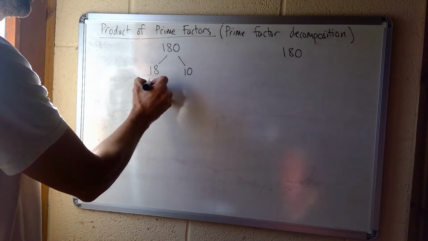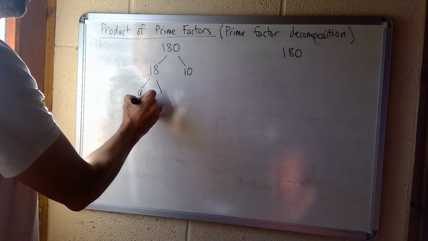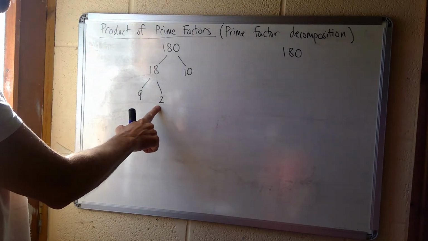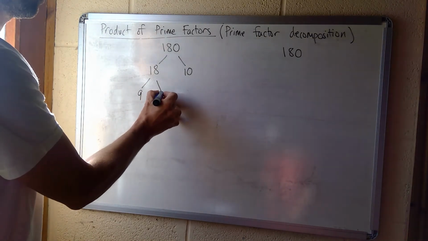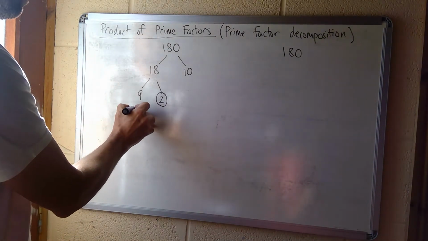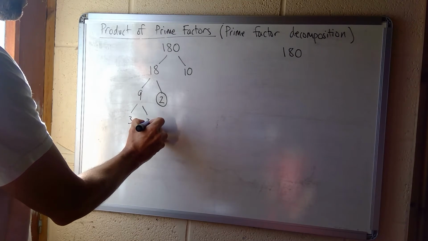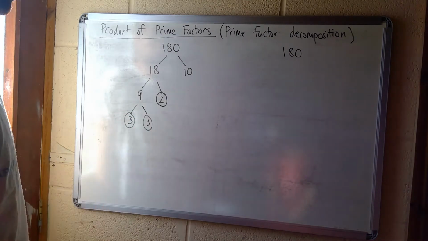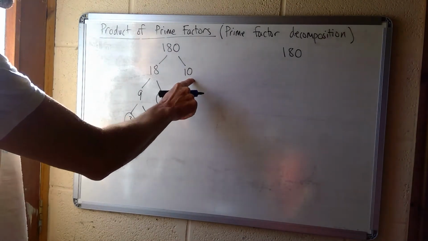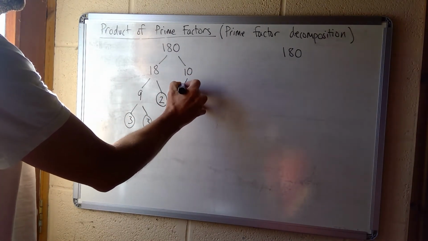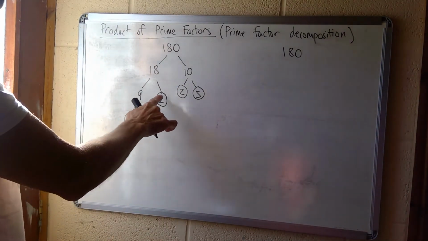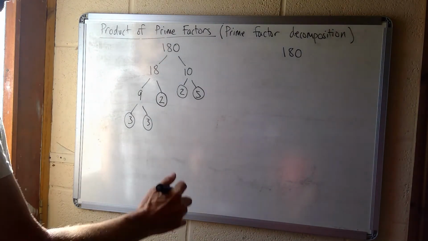So 18 can be divided into 9 and 2. Now 2 is a prime number, so we can't subdivide this number anymore. So I'm going to draw a circle around it to show that that branch has stopped. 9 can be divided into the factor pair of 3 and 3. Those are primes, so those branches stop also. We go back to this number 10 here, and we can divide this into 2 times 5, which are also prime. So now all these branches have ended. So we've finished the process.